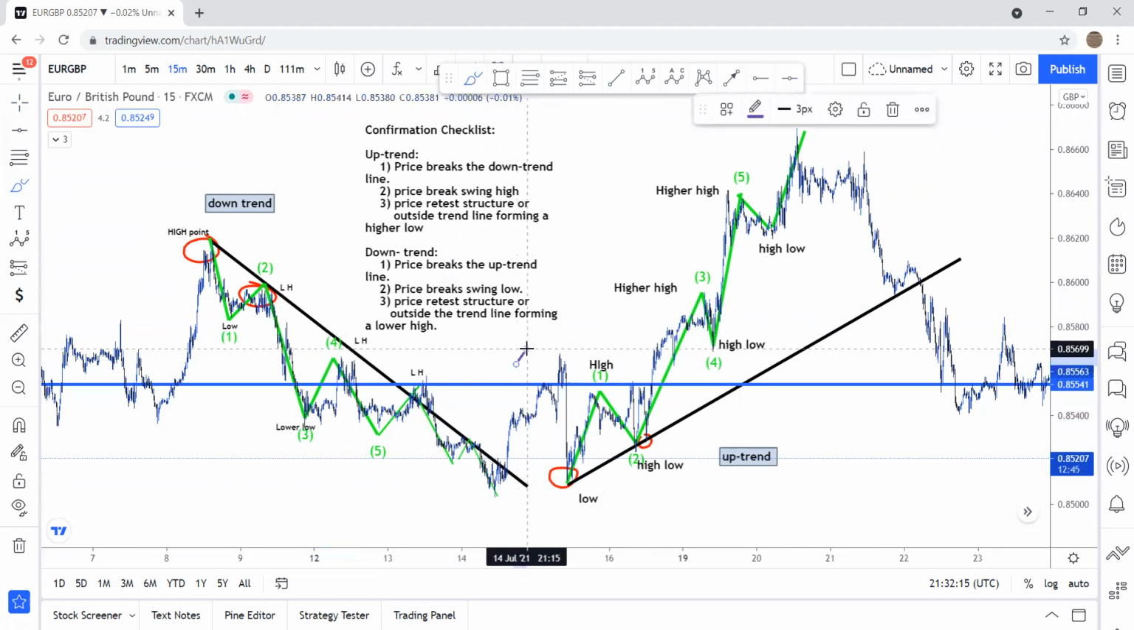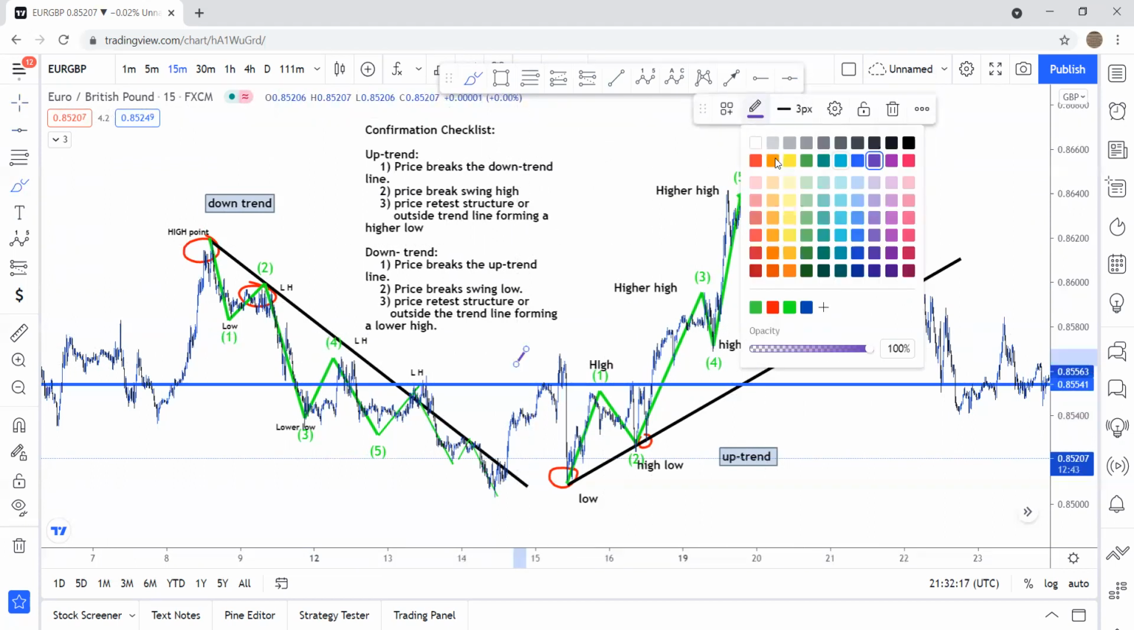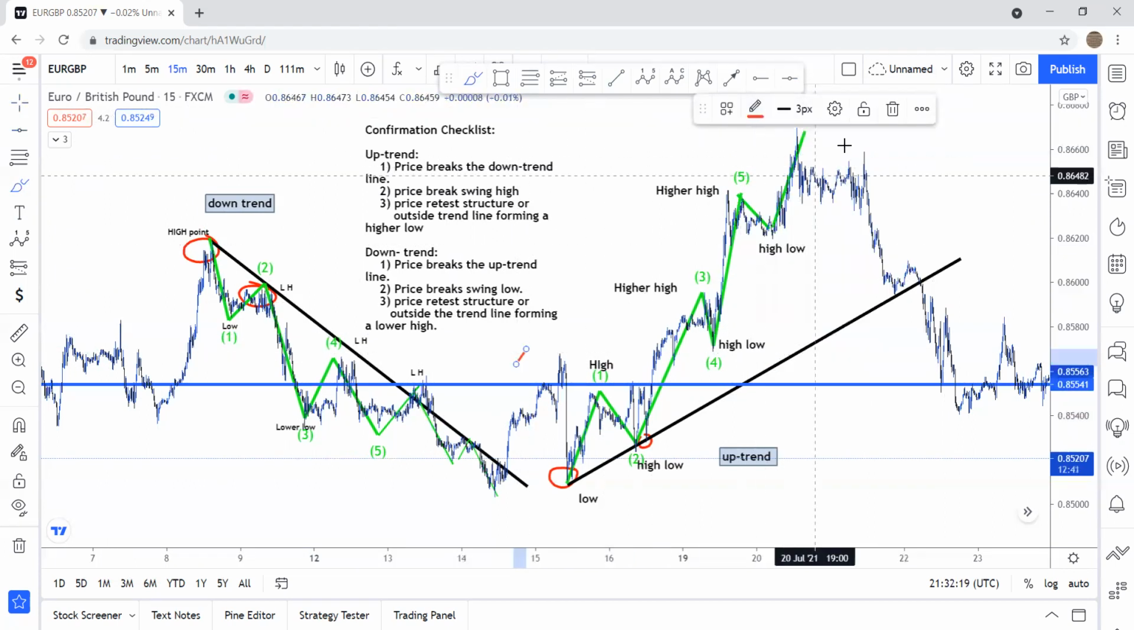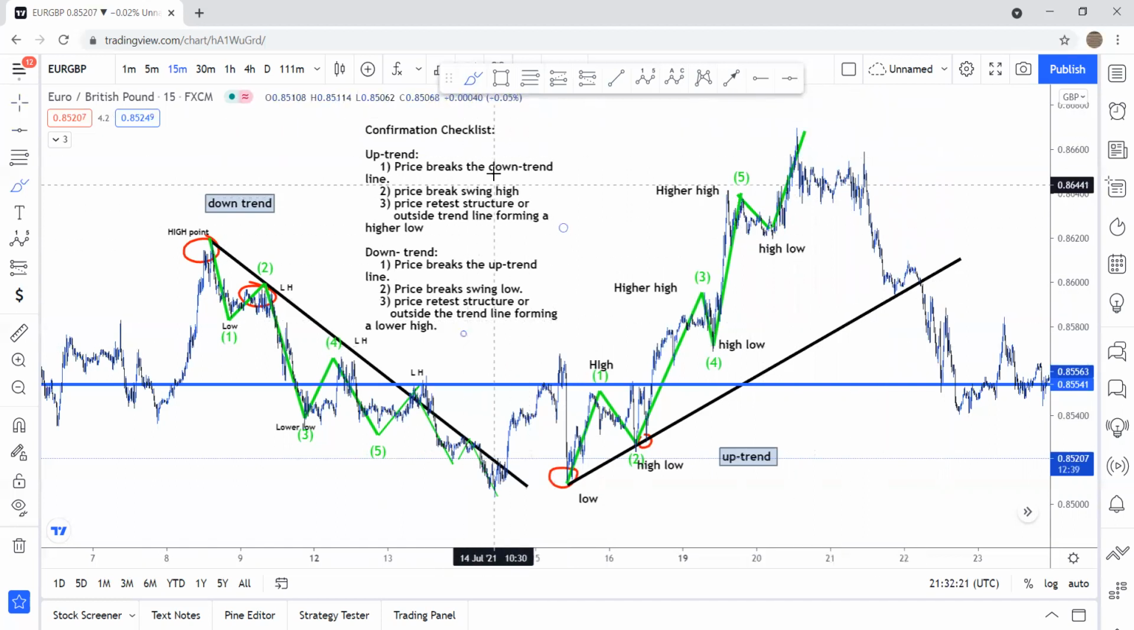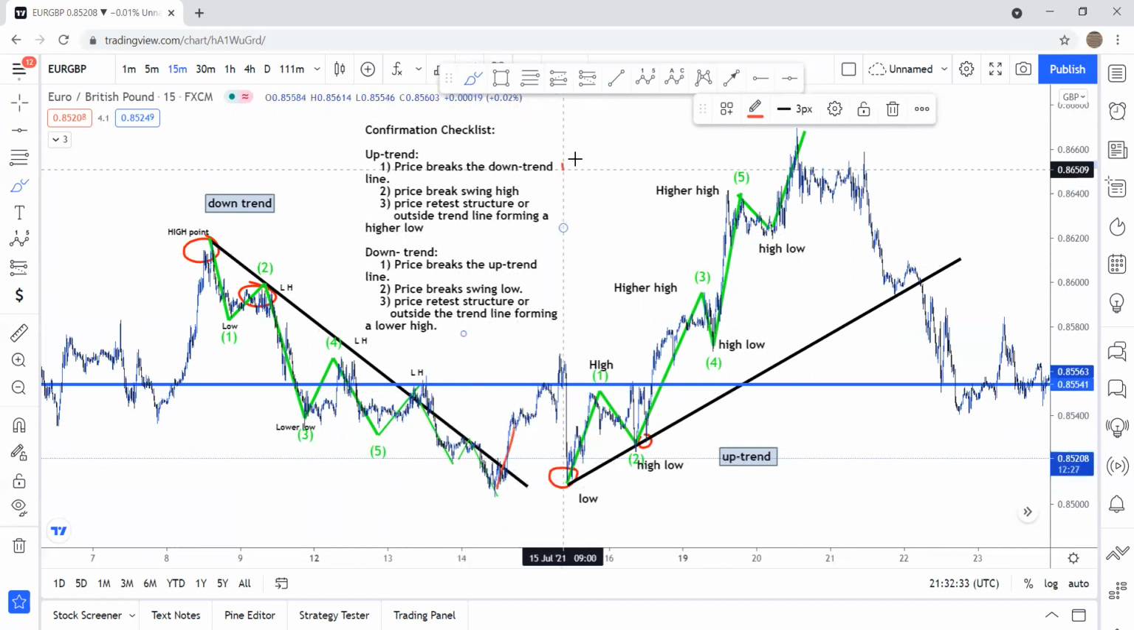I'm going to make that red again so we can see it clearly, right? But let's delete that. Step one right here. Price must break the downtrend line. We say that this is a downtrend, and this is the downtrend line, this black line. Step one, price breaks the downtrend line here. Okay, good. So that's checked.